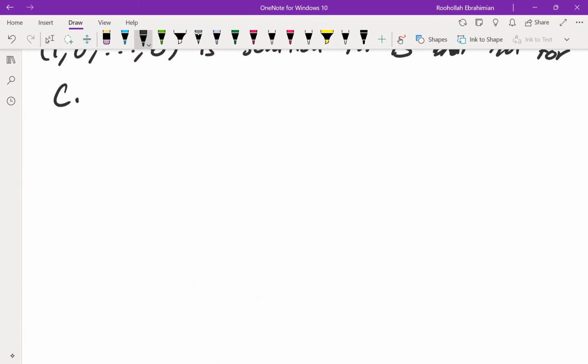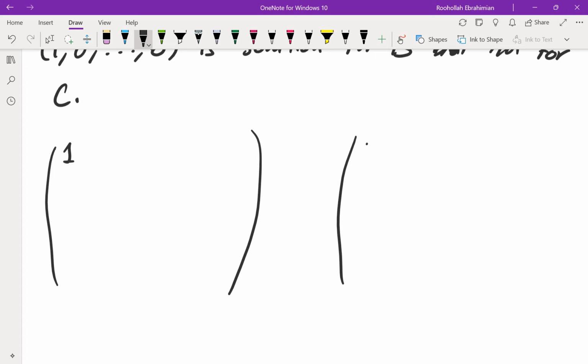Now I'm going to show that the first rows must also be the same. So the first entry is 1 here, and the first entry is also 1 here. If they're both 0, then you can just look at the rest of the matrix and work with those.